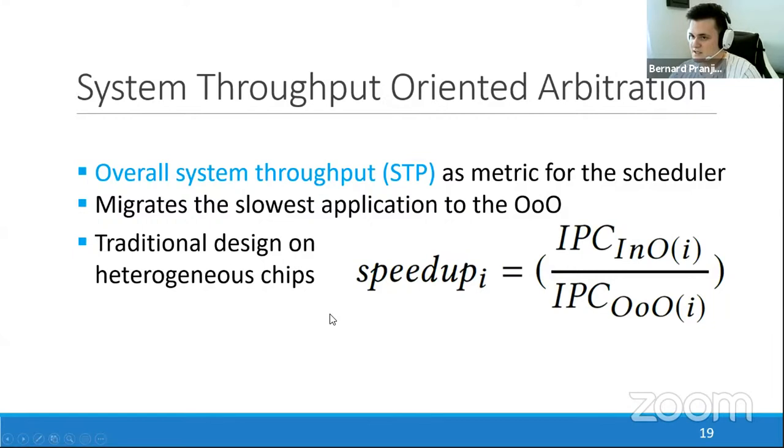Then the system throughput oriented arbitration. So here it basically checks the speed up. So it compares the instructions per cycle between the in-order core and the out-of-order core. And at each cycle, it just takes the slowest application and speeds it up. Pretty simple. And this is the traditional design that is on most heterogeneous chips. So they don't care about energy efficiency. They just take the slowest one and speed it up.